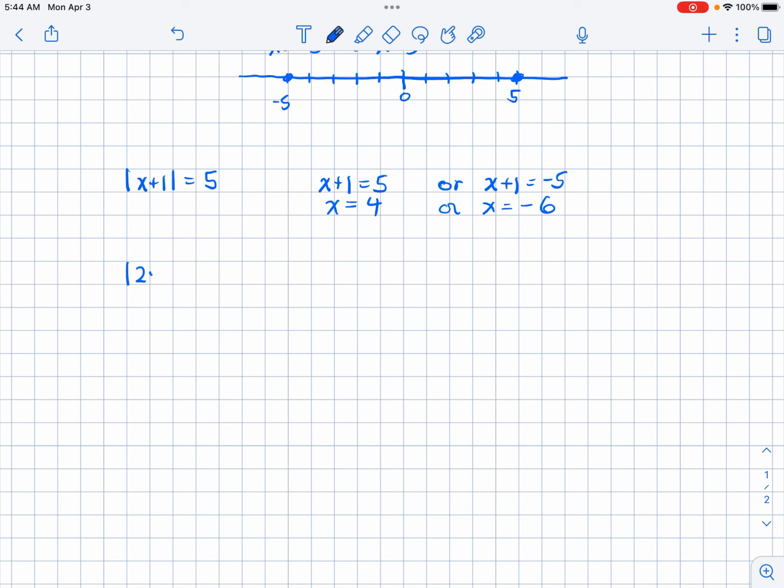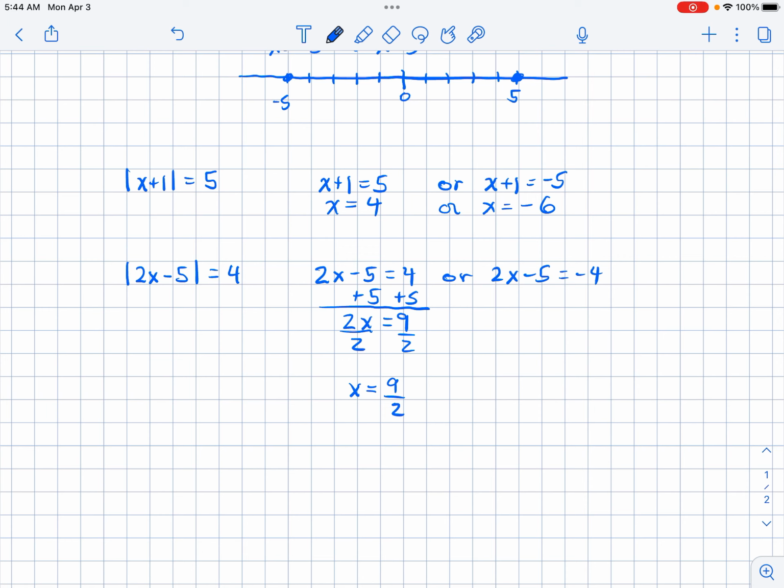Let's suppose we've got the absolute value of 2x minus 5 equals, well, let's say 4. So immediately, the way we set out to solve these, we take the 2x minus 5 equals 4. That gives us one solution. Or, don't forget, the 2x minus 5 equals negative 4. So I add 5 to both sides. I'll do this equation first. And we get 2x equals 9. Then I divide by 2. And I get x equals 9 halves. Okay? So that's one solution.